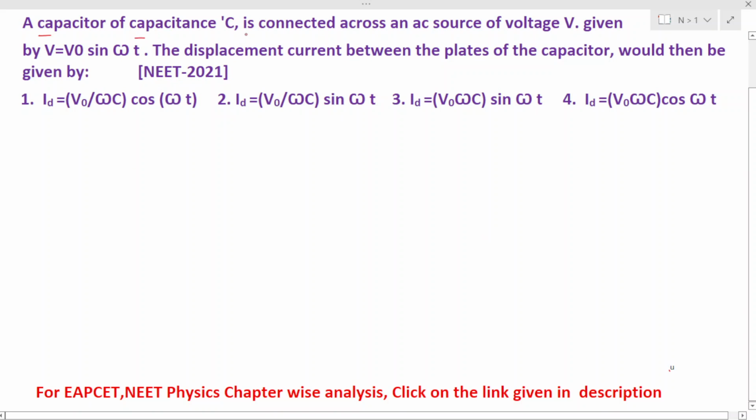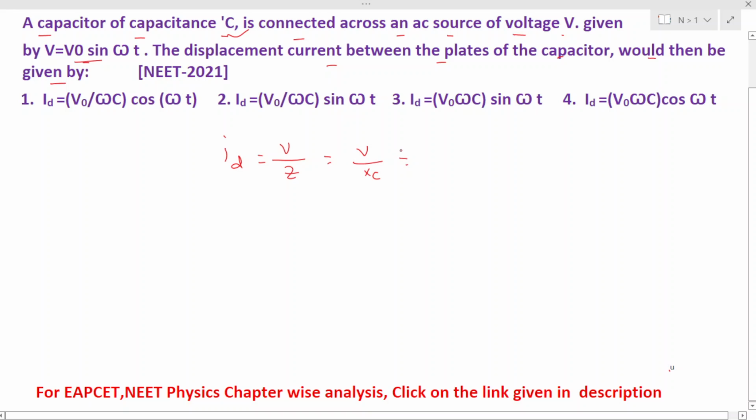A capacitor of capacitance C is connected across an AC source of voltage V, given by V equals V0 sin omega t. The displacement current between the plates of a capacitor would then be given by. So he asked us to calculate the displacement current. He gave a capacitor of capacitance C connected to a voltage source V equals V0 sin omega t. The displacement current ID can be written as the potential across the capacitor divided by its impedance, which is nothing but the capacitive reactance, that is V by XC.